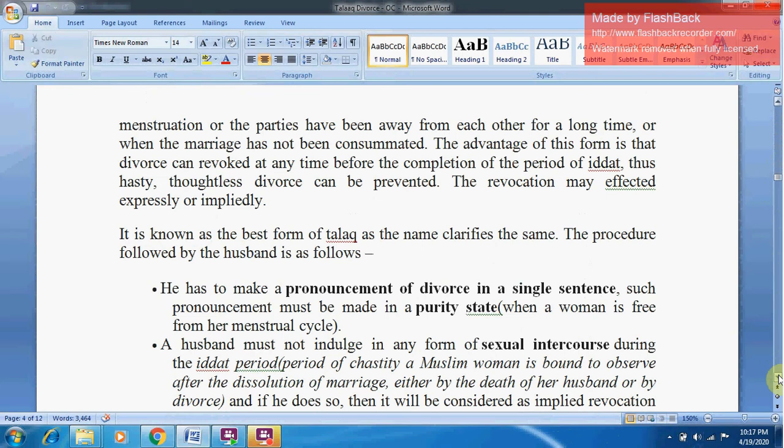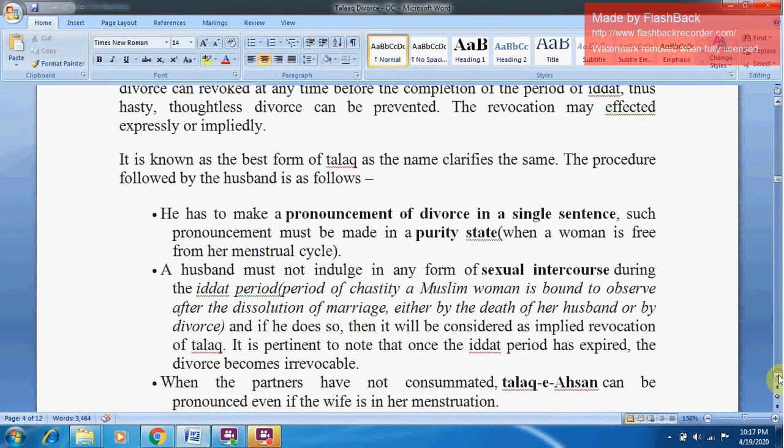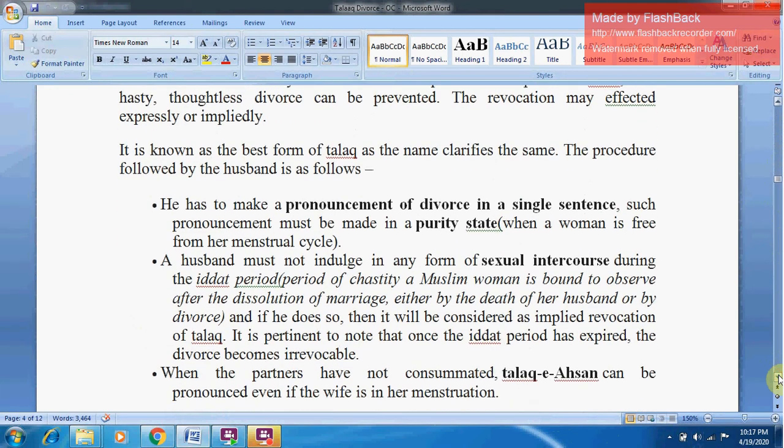The advantage of this form is that divorce can be revoked at any time before the completion of the period of iddat. Thus, hasty, thoughtless divorce can be prevented. The revocation may be effected expressly or impliedly. And it is known as the best form of talaq. Yes, I repeat, it is known as the best form of talaq, as the name clarifies.